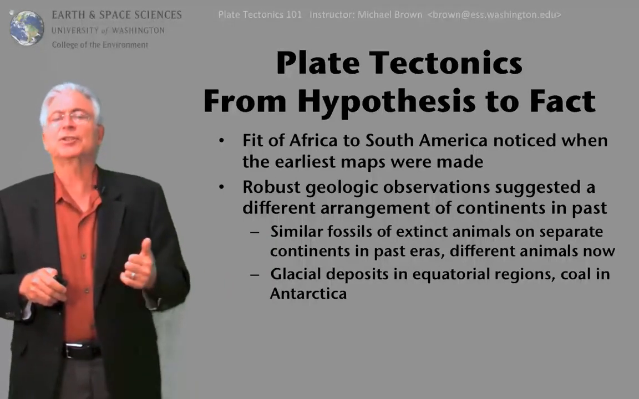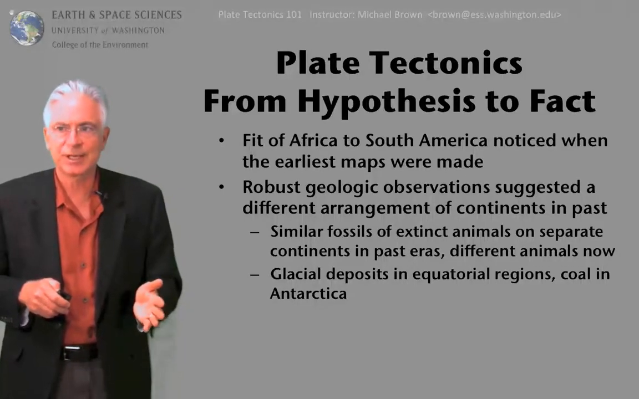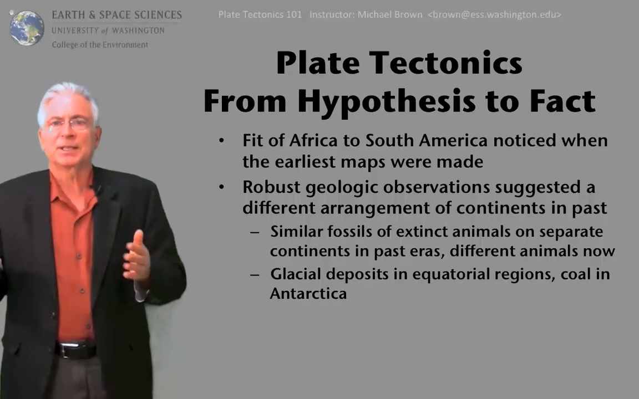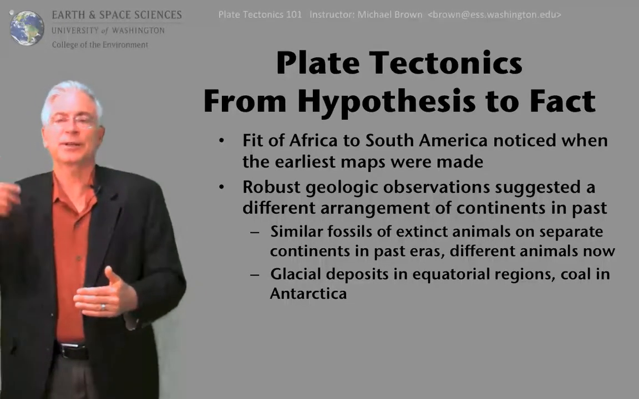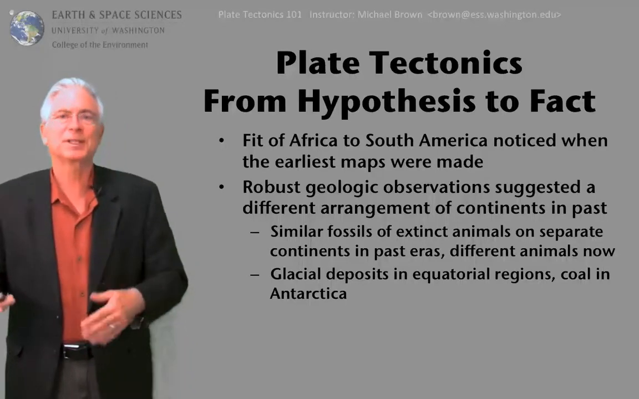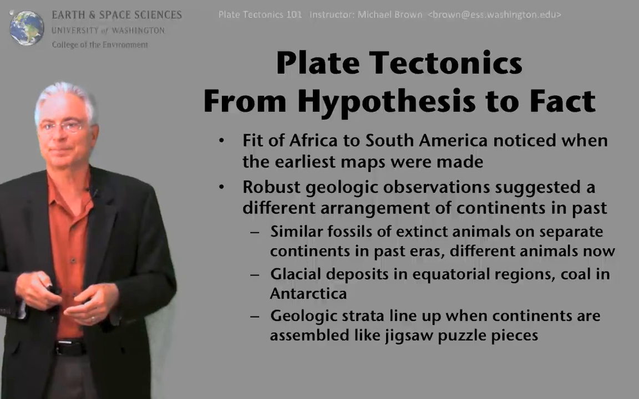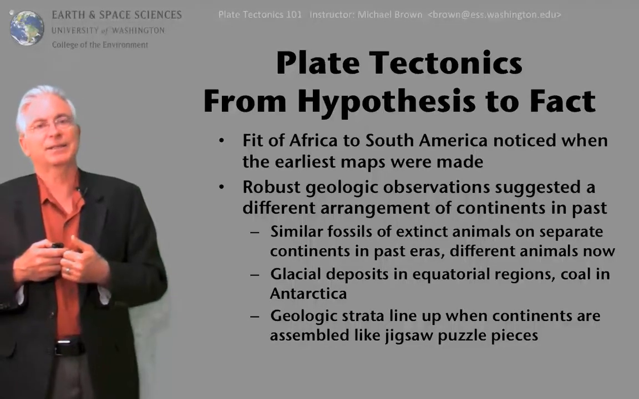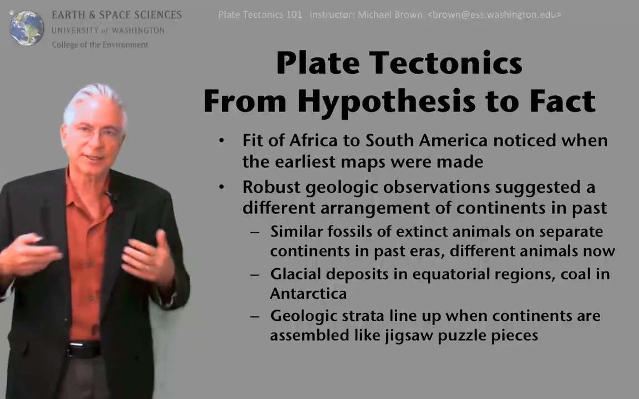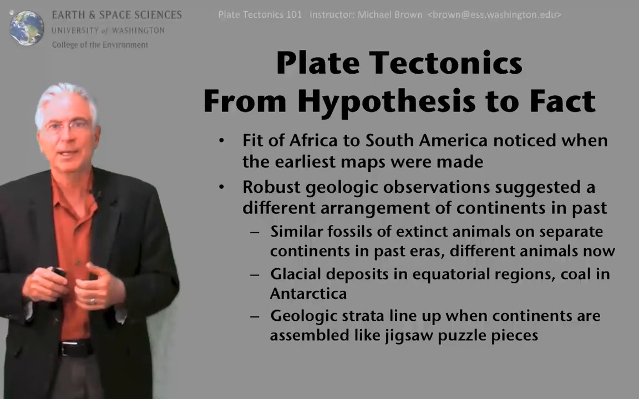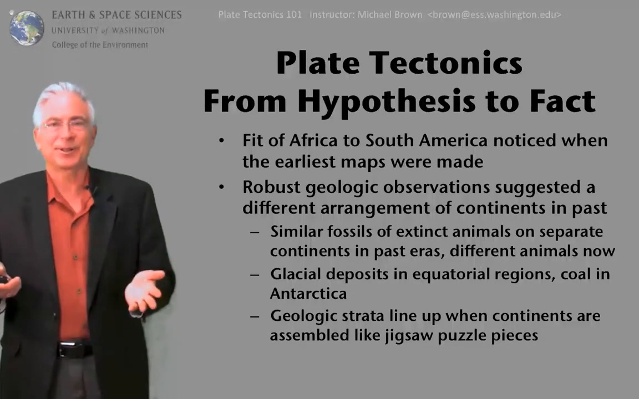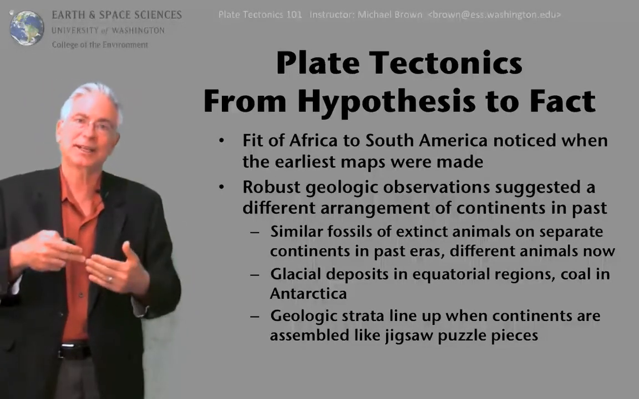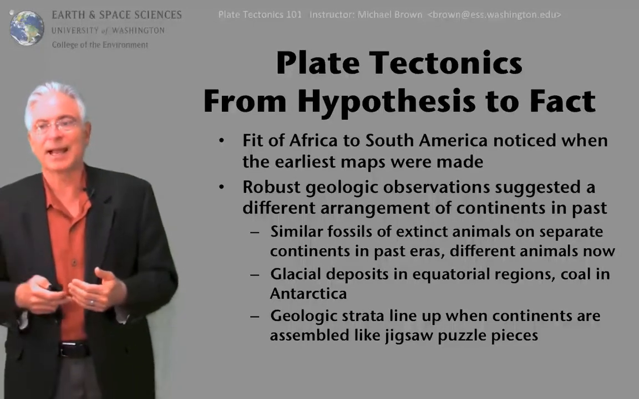Another line of evidence is glacial deposits found in equatorial regions and coal found in Antarctica. Now, climates can change, but getting it cold enough to have glaciers at the equator and coal at the poles at around the same time seems a bit strange. Finally, geologic strata line up when you put the continents back like a jigsaw puzzle. So it's not only that the coastlines of Africa and South America align so well, but that by aligning it, the pattern on the jigsaw puzzle also matched. The geologic rocks in South America matched in age and character with the geologic rocks in Africa.